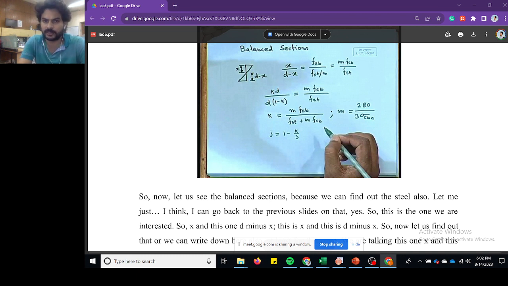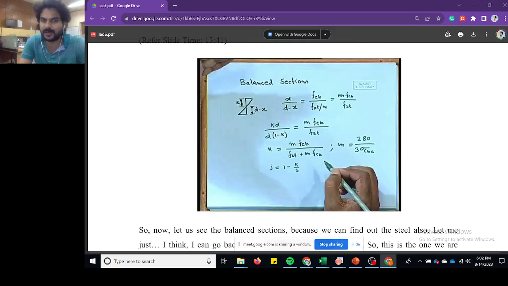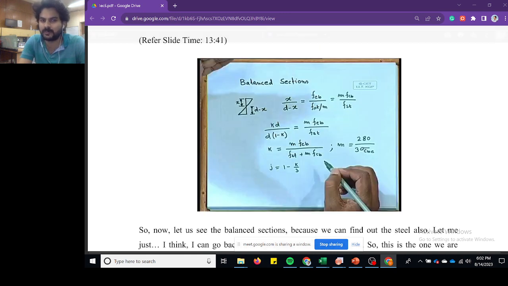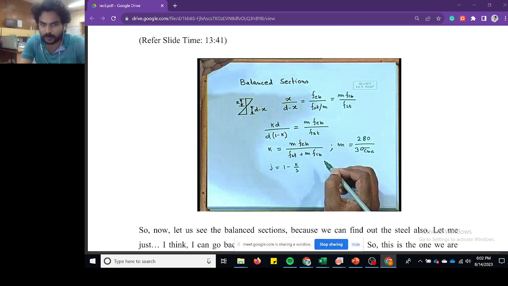So we'll brush up the basics. In the last lecture also we have seen from the balanced section we have derived the formula for M, which is 280 by 3 sigma CBC. This is a derivation for that, which is derived from the similarity of the triangles as we discussed, and the formula of J we calculated as 1 minus k by 3.